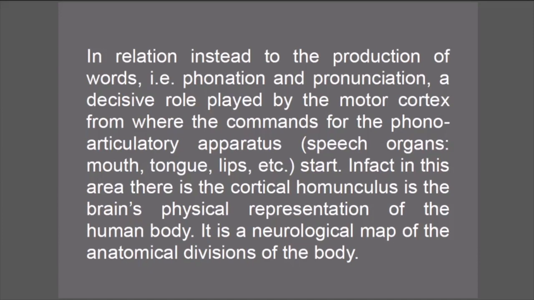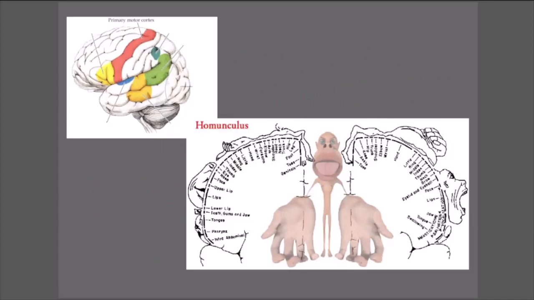In relation, instead, to the production of words, i.e., phonation and pronunciation, a decisive role is played by the motor cortex, from where the commands for the phono-articulatory apparatus, speech organs, mouth, tongue, lips, etc., start. In fact, in this area, there is the cortical homunculus, the brain's physical representation of the human body. It is a neurological map of the anatomical divisions of the body. On the top left is represented the primary motor cortex. At the bottom instead, there is an image of the homunculus.